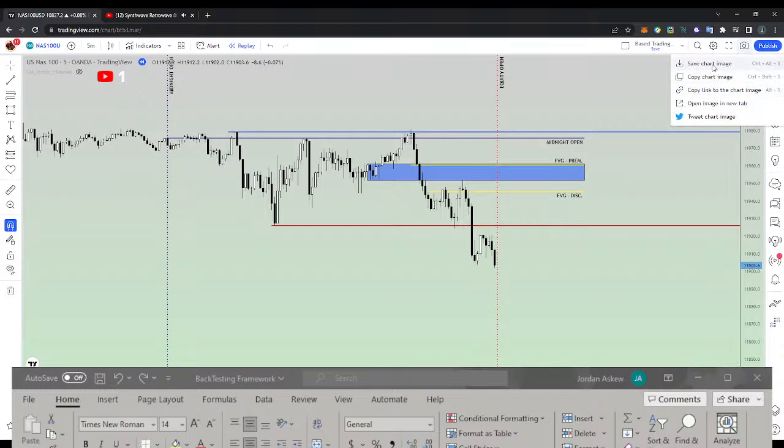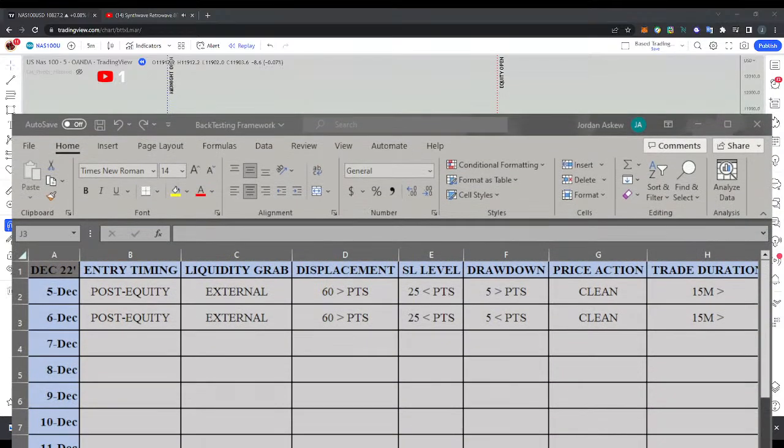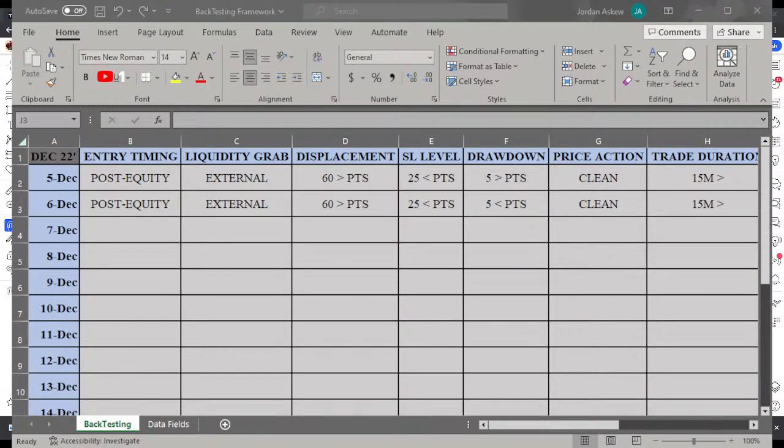Save chart image. That will download that for us. Now let's go ahead and take a look at the Excel spreadsheet that I've made here, and fill in the things that we know already.